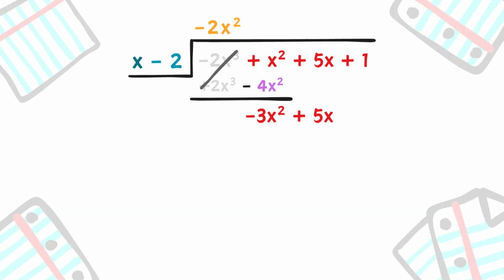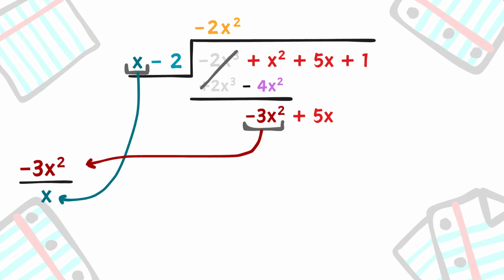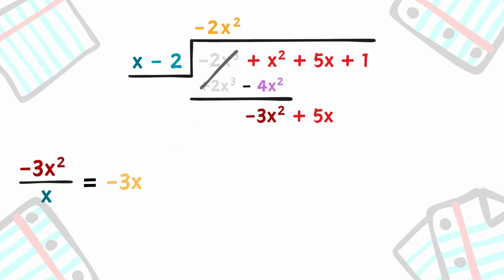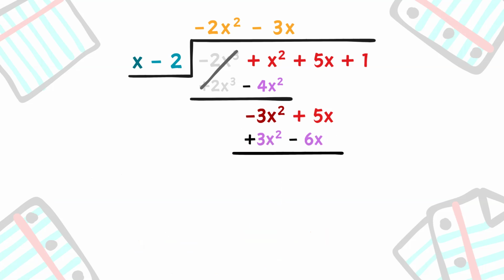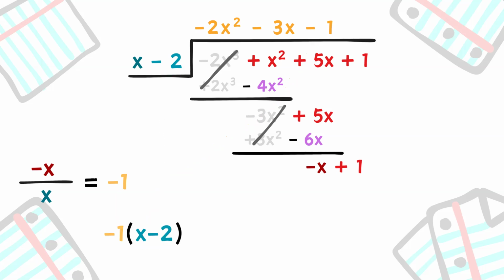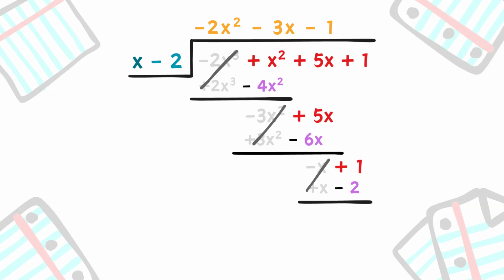Now, what can we multiply x by to make negative 3x squared? Negative 3x. Negative 3x times x minus 2 is negative 3x squared plus 6x. Now subtract. The negative 3x squared cancels out, and 5x minus 6x is negative x. And what can we multiply x by to make negative x? Negative 1. So let's subtract negative 1 times x minus 2. Negative x plus x is 0, and 1 minus 2 is negative 1.